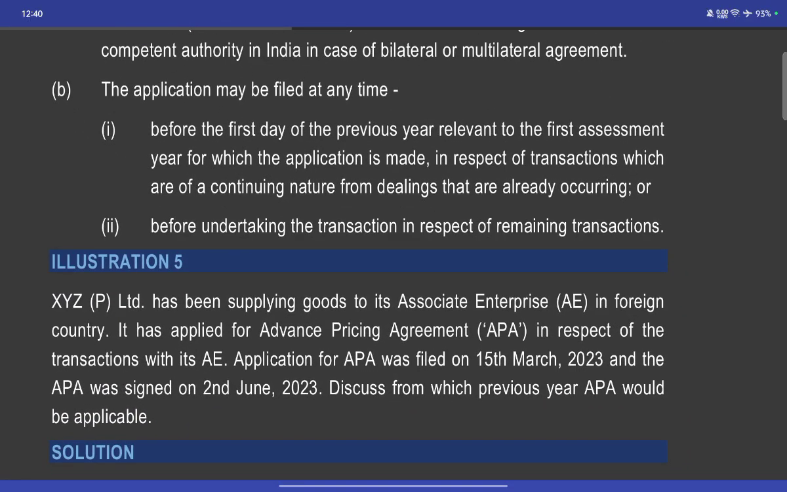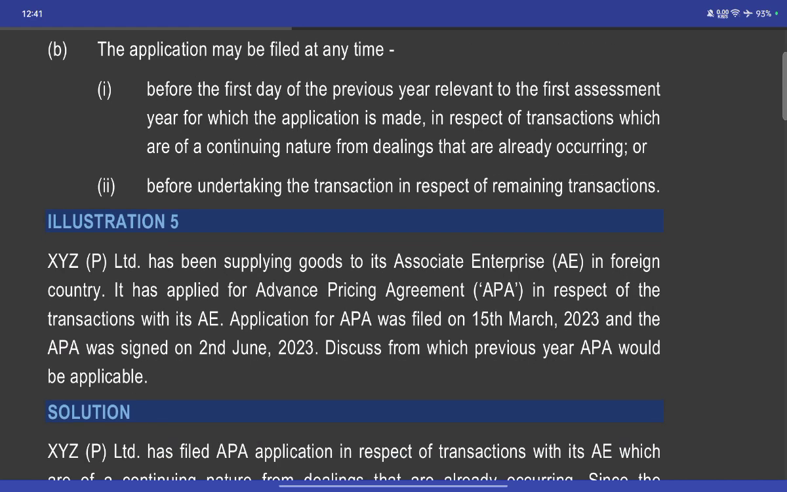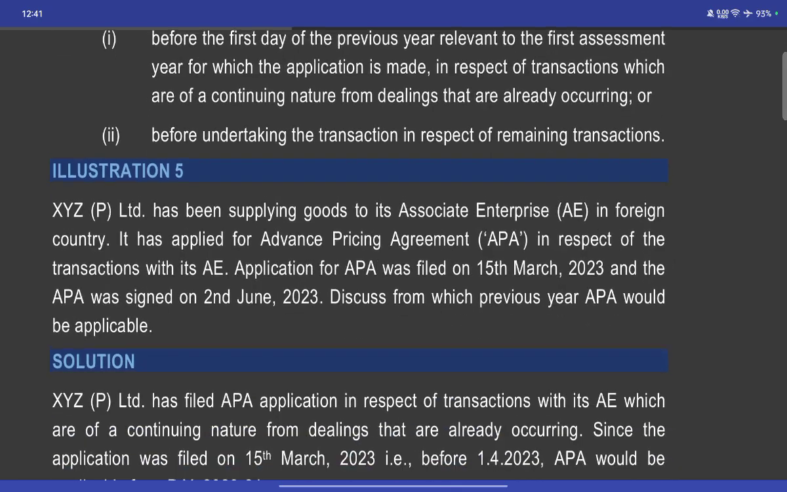Before the first day of the previous year relevant to the first assessment year for which the application is made, with respect to a transaction which is of a continuing nature, dealing with that which has already occurred before undertaking the transaction, in respect of the international transaction.